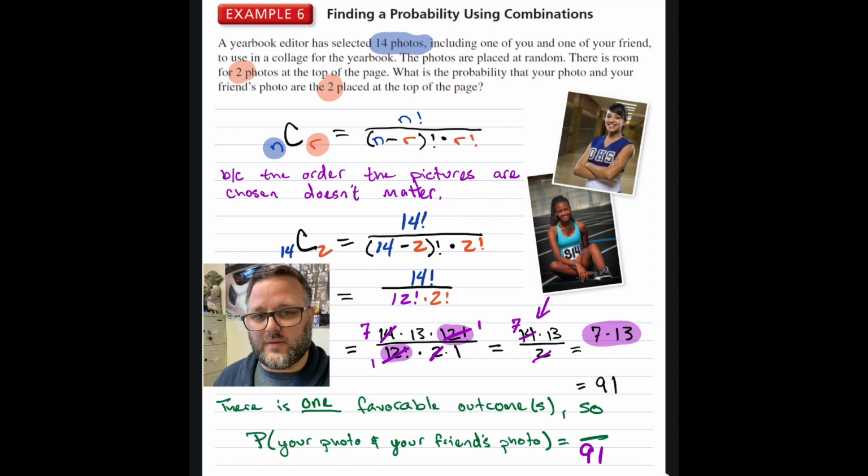That's what we're looking for. That's why this is a combination instead of a permutation. So there's one favorable outcome, because whether they choose me or my friend and me, it's the same. So that means I have a 1 in 91 chance, little over a 1% chance for my friend and I to be randomly chosen to be on the same page together in our collage for our yearbook.